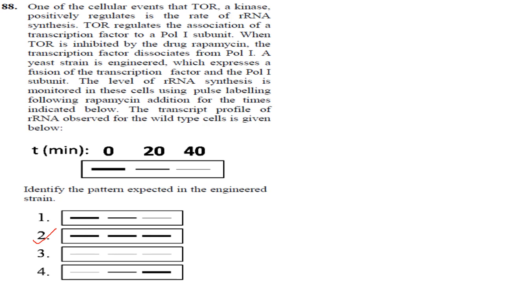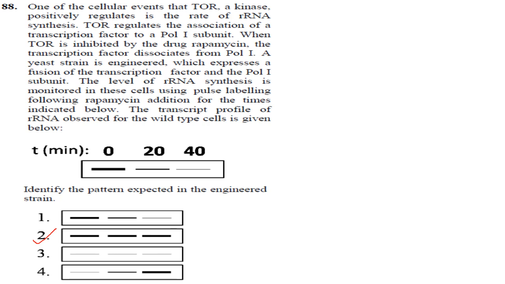Then next one. One of the cellular events that TOR kinase positively regulates is the rate of rRNA synthesis. TOR regulates the association of a transcription factor to a Pol1 subunit. So what does TOR do? It regulates the association of a transcription factor to the Pol1 subunit. When TOR is inhibited by the drug rapamycin, the transcription factor dissociates from Pol1. A yeast strain is engineered which expresses a fusion of the transcription factor and the Pol1 subunit. So it is a fusion construct that they have made.